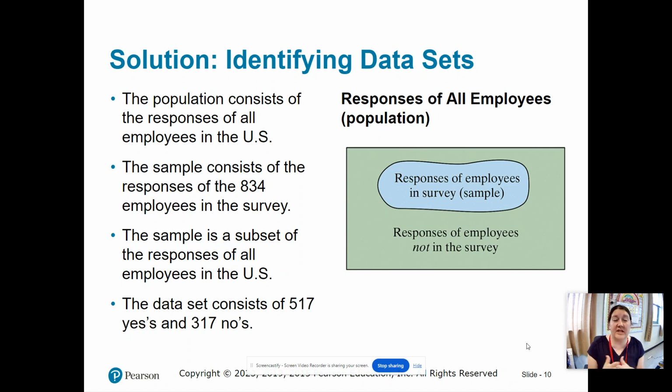But we also have to realize that the people who were not in the survey would also help make up the population. I would add in the Venn diagram within your notes. So put the diagram that you see on this screen in your notes, put in the numbers that 517 said yes, 317 said no.